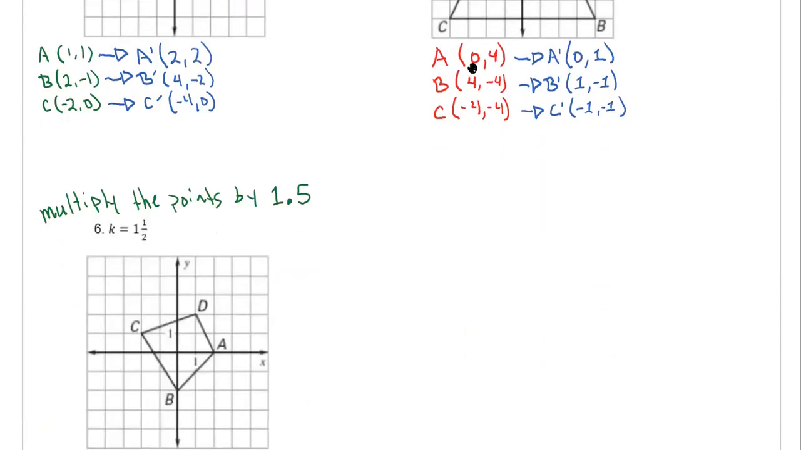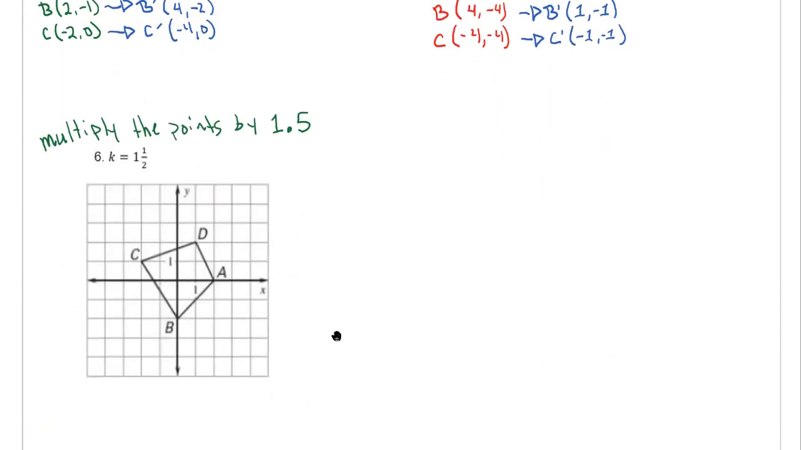My next one is going to be up to you guys. Multiply the points by 1.5, because 1 and 1/2 is 1.5. It's bigger than 1, so you're going to multiply. So this is my 2, 0. I multiply that by 1.5. And this is 0, negative 2, multiply that by 1.5. This one is negative 2, 1, multiply that by 1.5, both points.